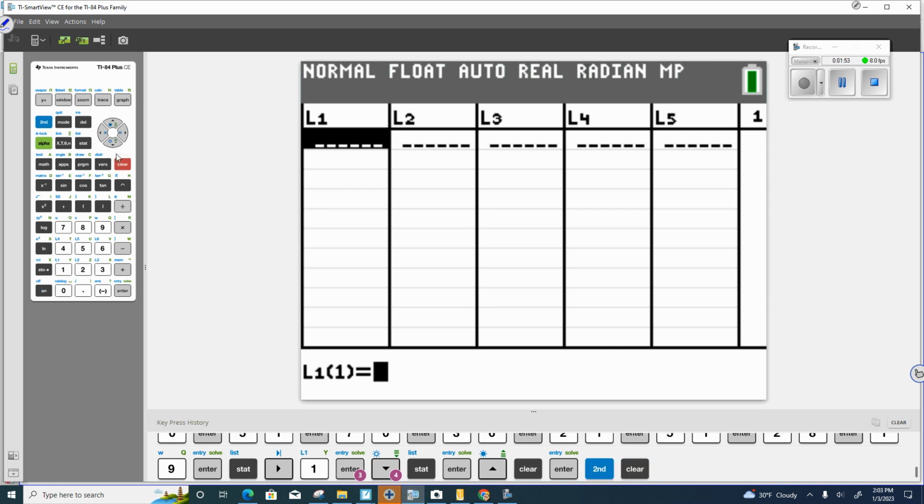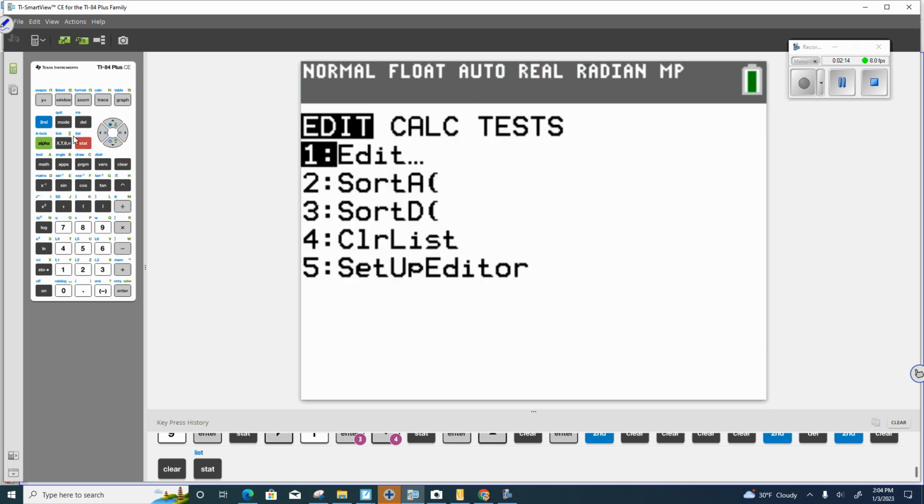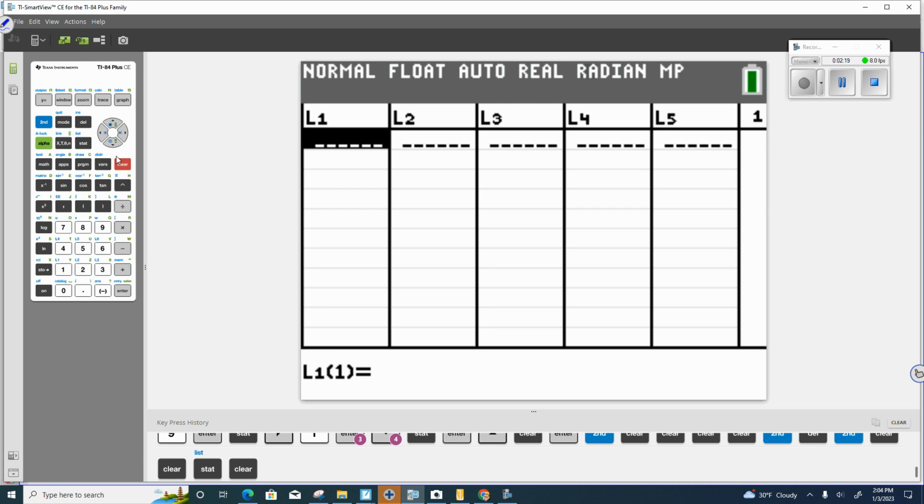Oh, I got to get out of here. I want you to get out. Sorry, mine's being weird. I want to clear my memory, but it won't let me get out of my lists. I'm stuck.